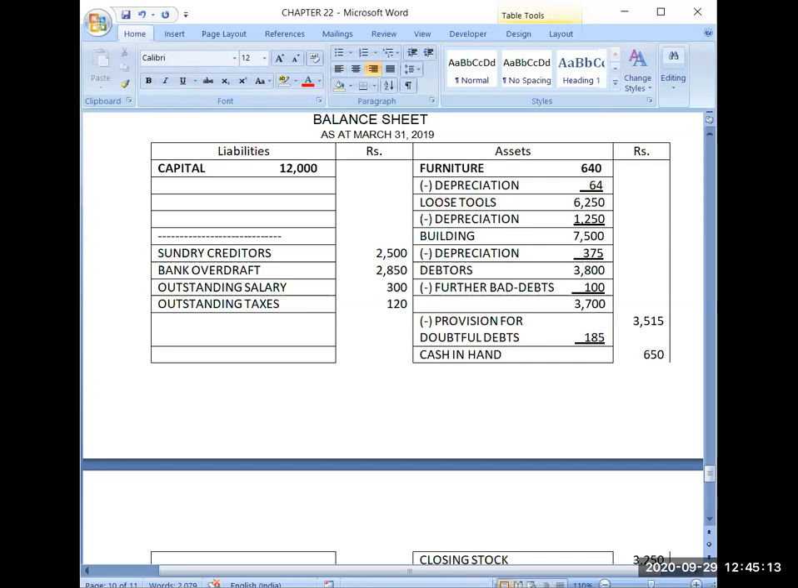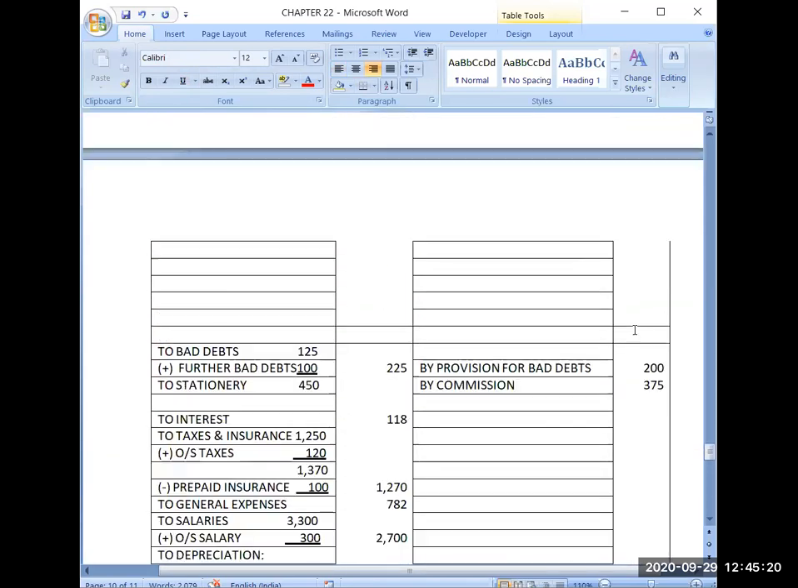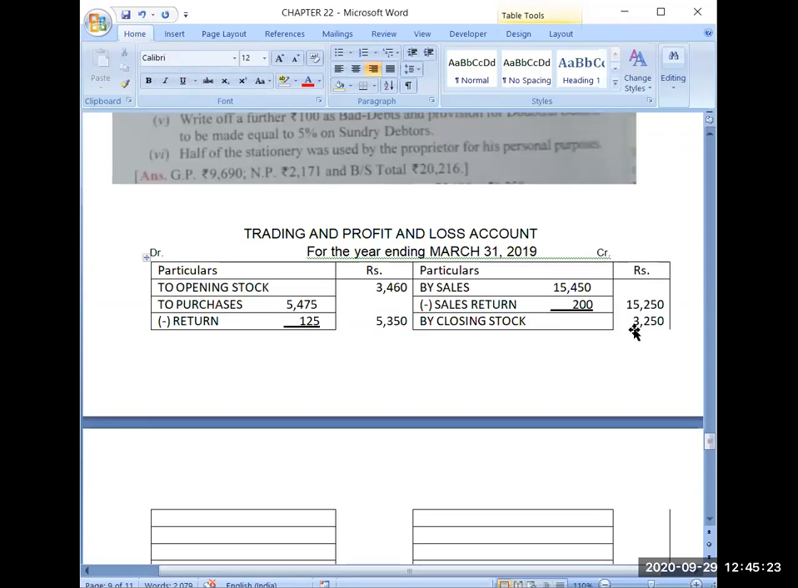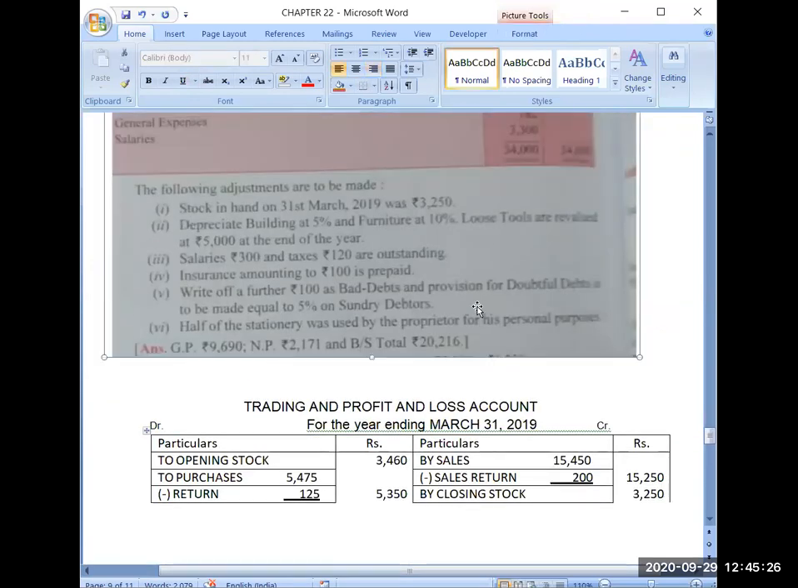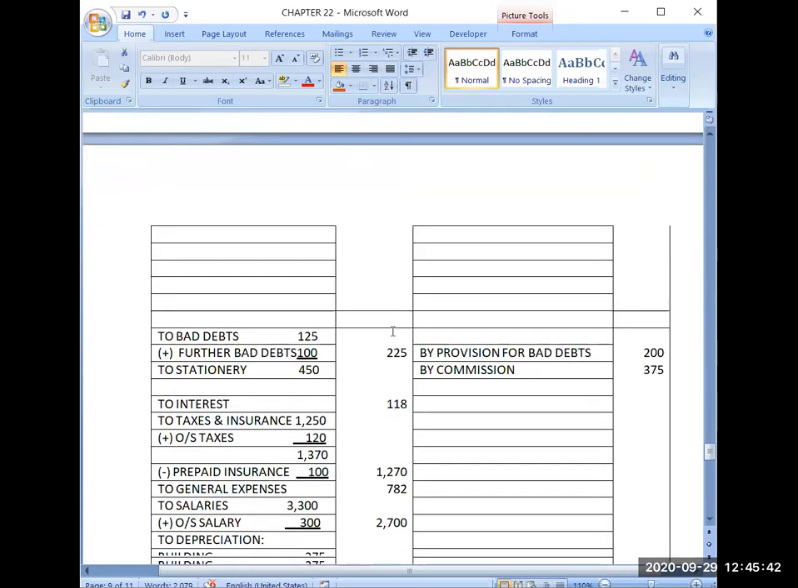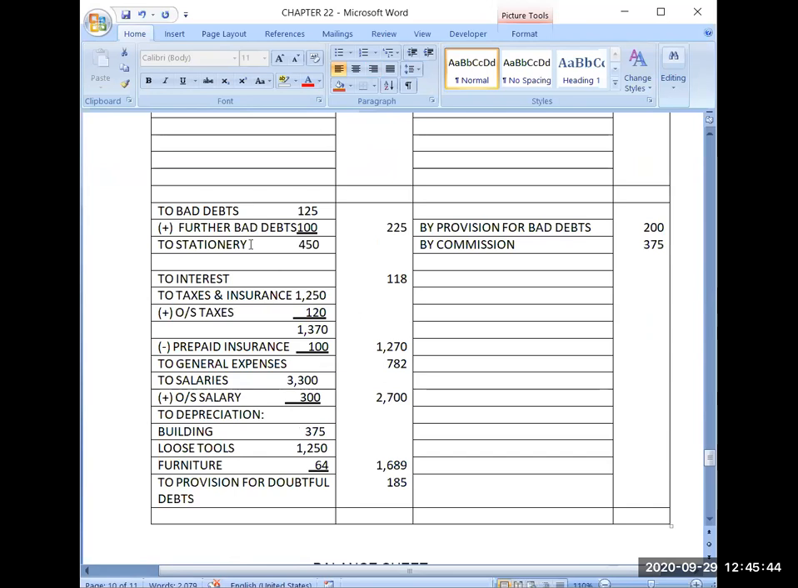I hope you all are getting presentation part as well as calculation part. Okay. Now I have adjusted this one also. Now the last adjustment is saying half of the stationery was used by the proprietor for his personal purpose. So whatever expense I have done for stationery purpose, half of the stationery has been used by the proprietor for his personal use. So that's why half of the amount of 450 will not be an expense for the business.